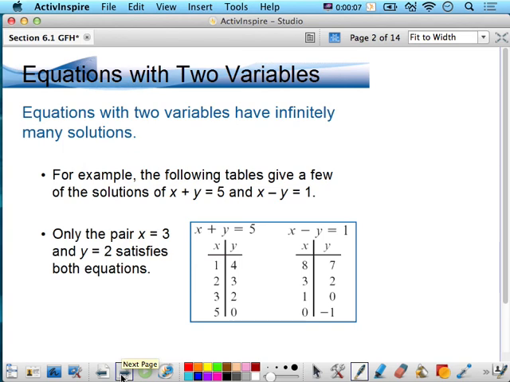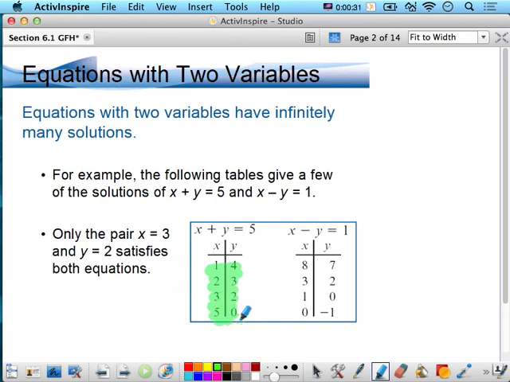When we talk about equations with two variables, it's important to understand that every equation in two variables has infinitely many solutions in the form of ordered pairs. So for example, let's look at the equations x plus y equals 5 and x minus y equals 1. Here, we can see that all of these ordered pairs make that equation true.